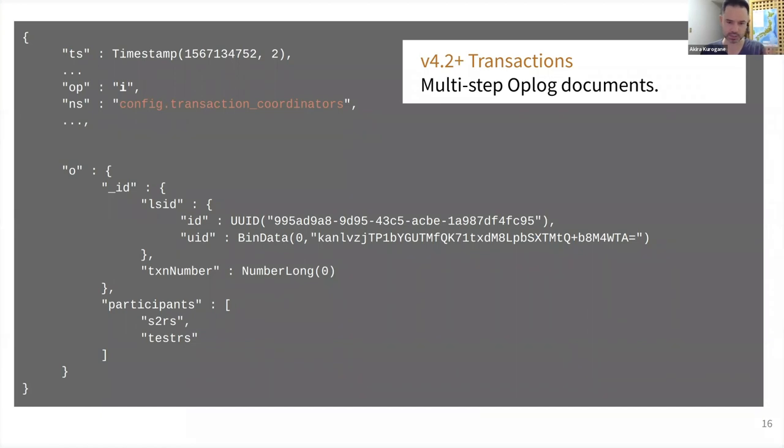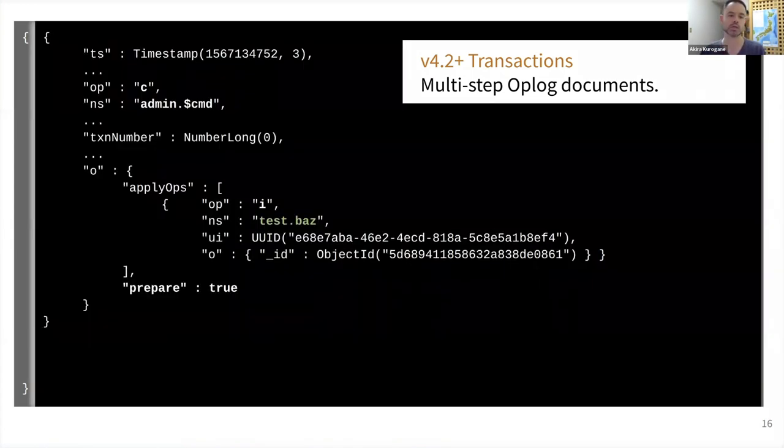First of all, this is one of these system ones that is not so important. I'd like you to focus on this one here. This is an insert to the test baz collection, which occurs on one shard. You can see that there's a transaction number field. The transaction number here is zero. Usually it's a high number, but zero is also a valid number.